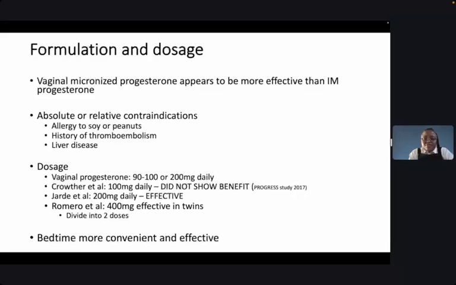But when looking at the different trials that looked at the dosages to show if there was any effect, for those who gave 100 milligram daily of progesterone, the studies did not show any benefit in terms of prevention of preterm birth. But those who were given 200 milligram daily of progesterone showed that there actually is benefit, and it was effective in terms of response. And Romero et al. have also shown, in terms of twins, that if you give 400 milligram in twins, it's actually quite effective. For that, you can divide the dosage BD, giving it in the morning and evening. And the time to give progesterone that has been shown to be convenient and effective is at night.